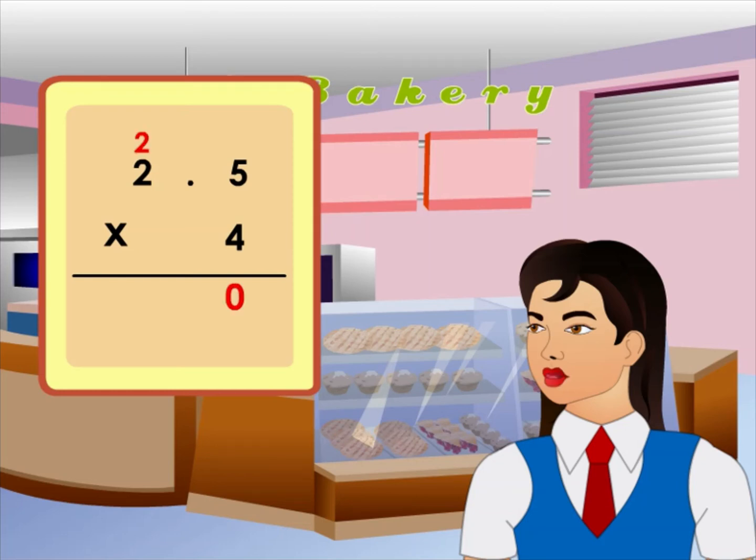5 times 4 is 20. This gives me a whole number. So in the decimal place, I write 0 and bring 2 to the whole number. I put the dot on the left of the 0 to show there is only 1 decimal place. 2 times 4 gives 8. Now add the 8 to the 2 that was brought from the decimal place. So I get 10. This tells me we will need 10.0 kilograms of flour for the 4 cakes. That is 10 kilograms of flour.